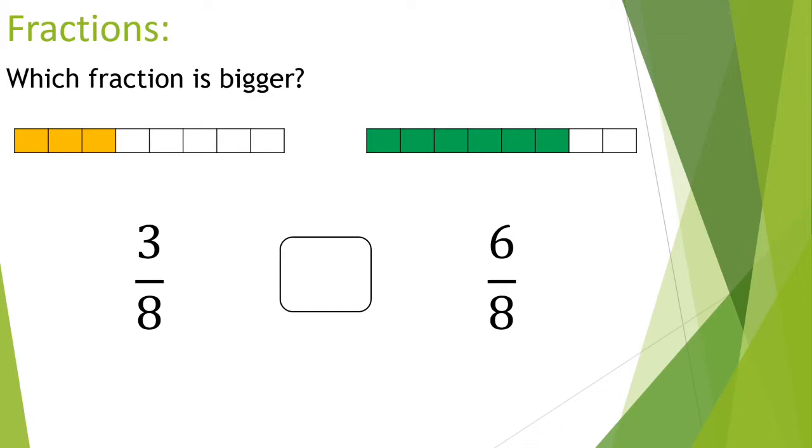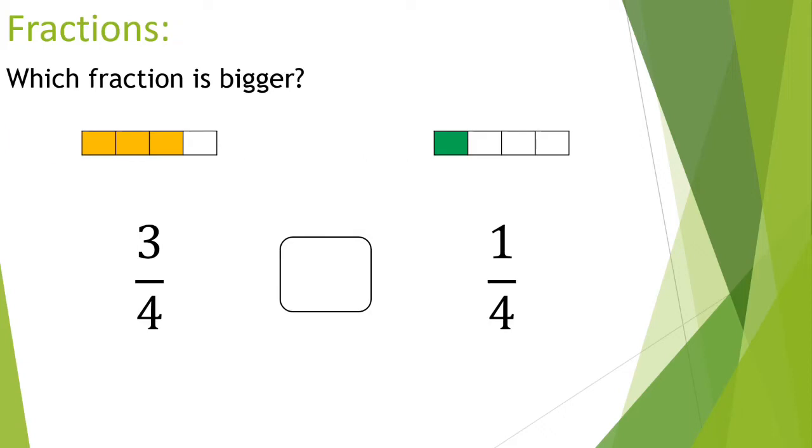Again, we can see the bar has been split into 8 equal parts. So all we need to do is compare the numerator. 6 of those 8 equal parts have been shaded in. So we know 6 is bigger than 3. And because of that, we're going to use this symbol to show that 6/8 is bigger than 3/8.